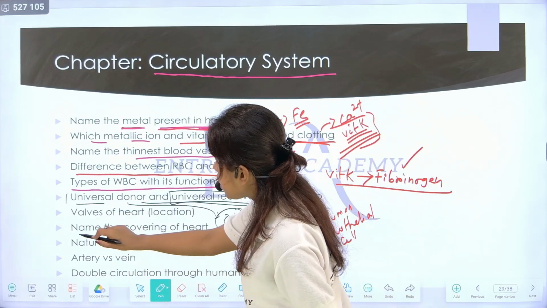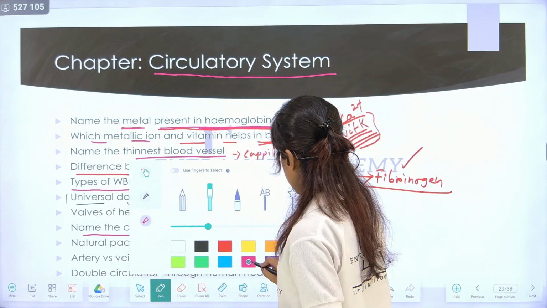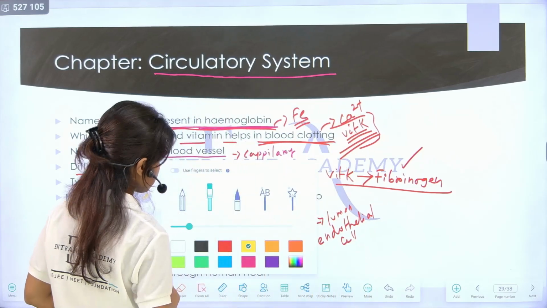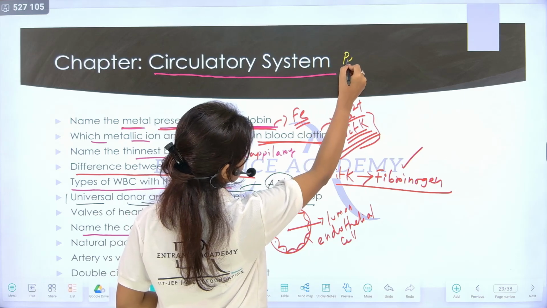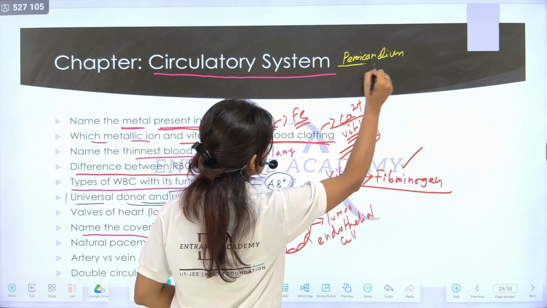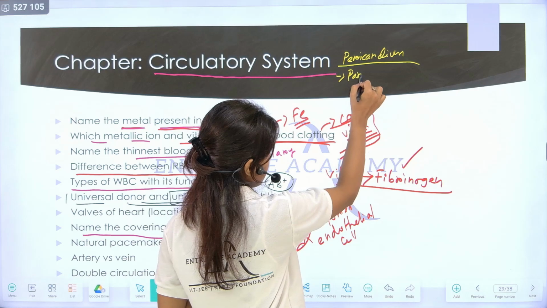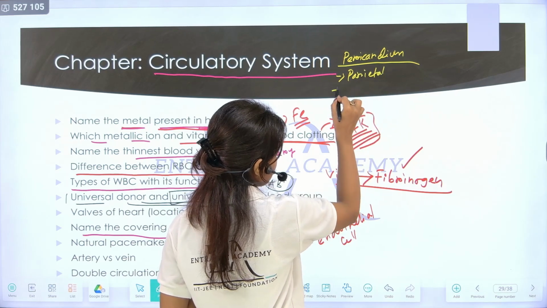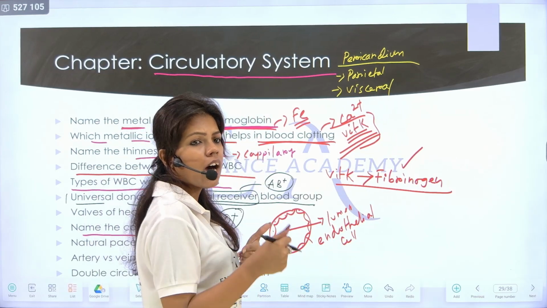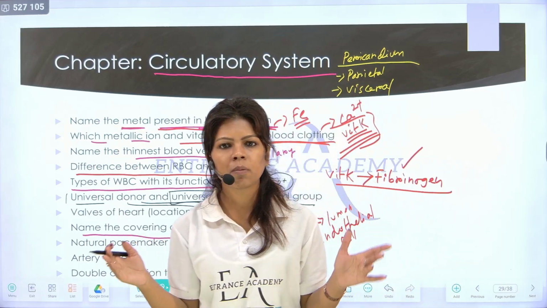Next, name the covering of the heart. The covering of the heart is pericardium, and this pericardium also has two layers. The outer layer of pericardium is parietal and the inner layer is visceral pericardium. And in between these two layers, a lubricant fluid is present, known as pericardial fluid. So pericardium is the name of the covering of heart.